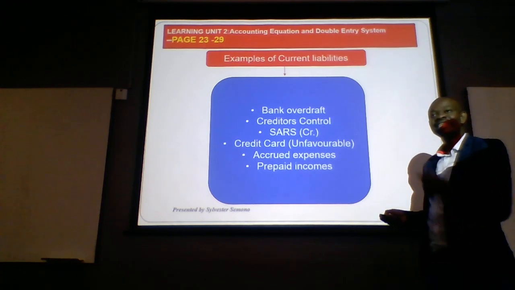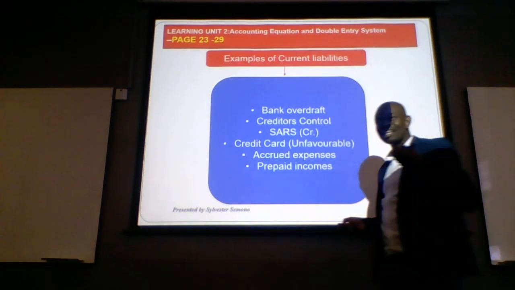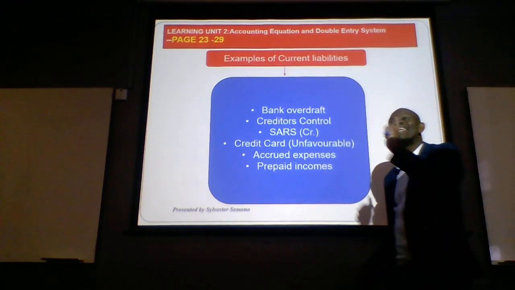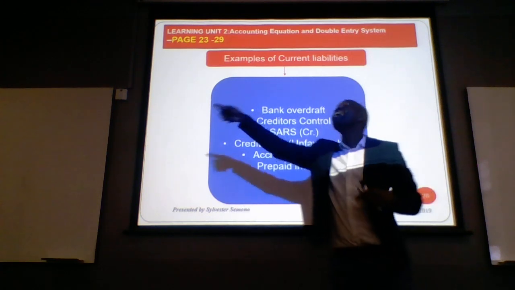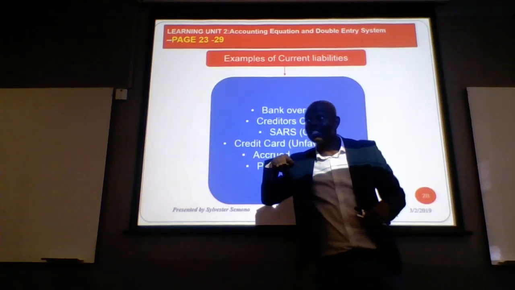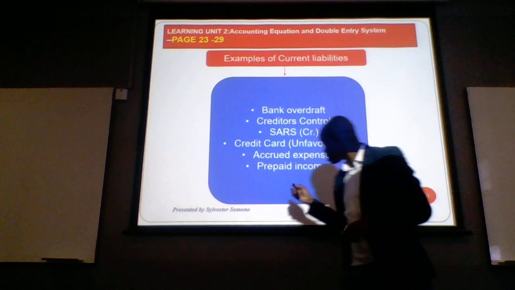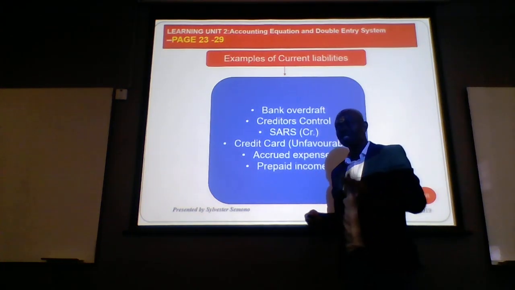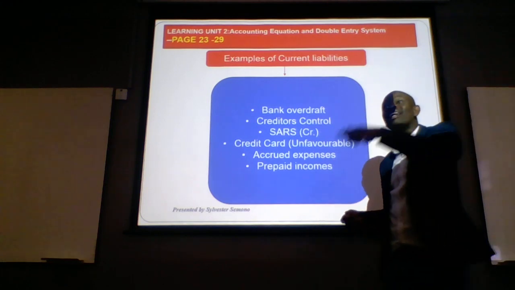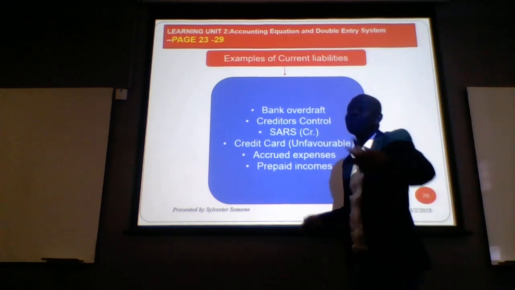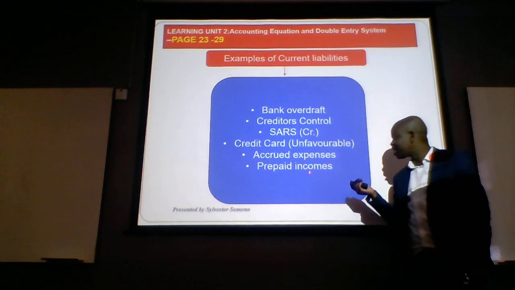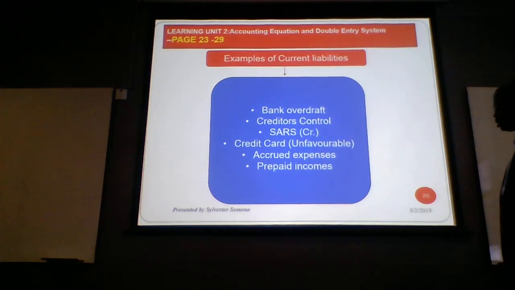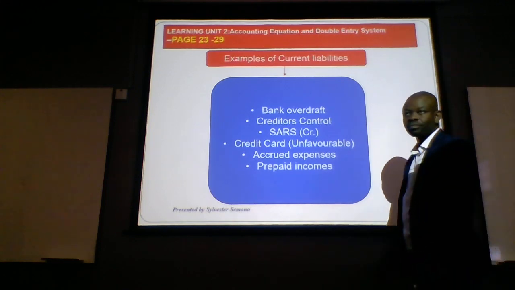Prepaid incomes. Here we received income in advance. We owe that person. Unlike the previous one, it was prepaid expense. We paid someone in advance. It was our asset. But that person owed us. Now this person paid us in advance. We owe him. We cannot use that money till he uses whatever. If it is renting, he must first use the room before he can claim the money as ours. For now, it's what? Current liability. Okay.